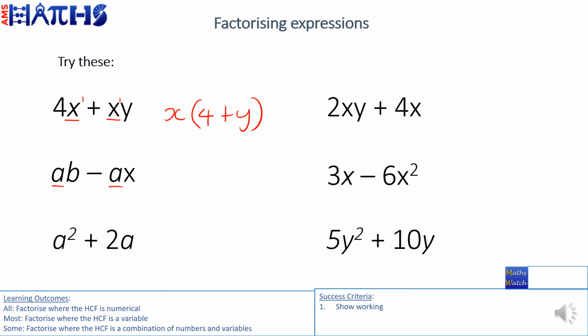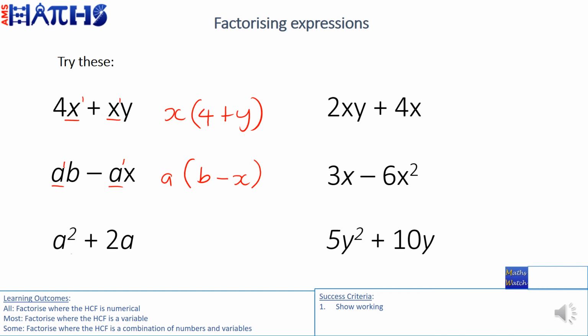Our next question, common letter again is a. The power in a is 1 for both, so the highest common factor is a. Then we open bracket, a times b gives us ab, and a times x gives us ax, and that's a times minus x to give us minus ax.